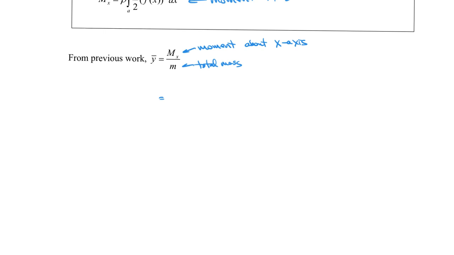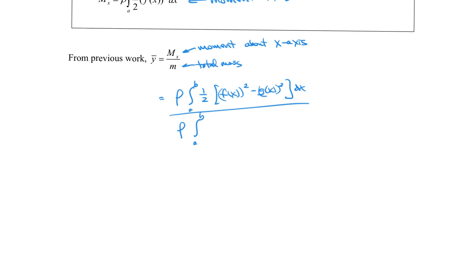So if we fill in what we just figured out up there, we'd have rho, a to b, 1/2, f of x squared minus g of x squared dx. Okay, once again, total mass. Well, mass is density times area, so it's going to be density, and then the area between the two curves, which we know is just f of x minus g of x dx. Again, that's from chapter 6.1. The area between two curves is just top curve minus bottom curve. Right, so this is the area between the two curves. And then we can see again that these densities will just cancel.